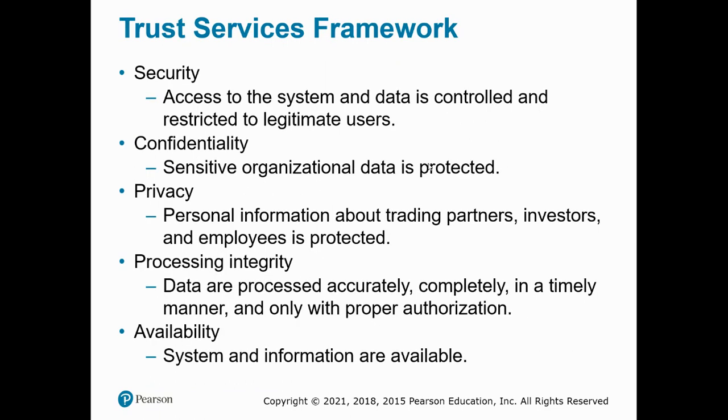One basic function of the AIS is to provide information useful for decision making. AICPA developed a framework, which is called Trust Services Framework, that defines criteria for managing data based on 5 principles that are right in front of you: security, confidentiality, privacy, processing integrity, and availability. This framework helps to organize and ensure AIS reliability.